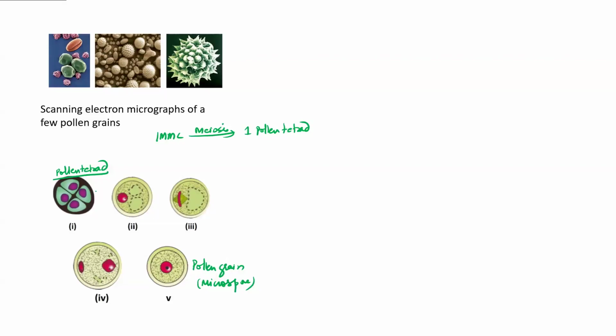So this is microspore, and in the microspore, what happened? The nucleus which was present in the center will shift to one side and the vacuole will appear. What are these? These are vacuoles. And this is the nucleus which is shifted to the side. And after this, asymmetric spindle formation is done to make 2 cells.